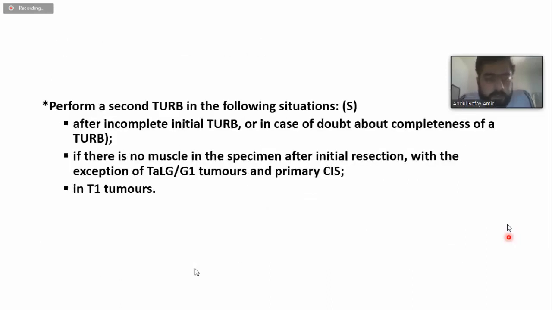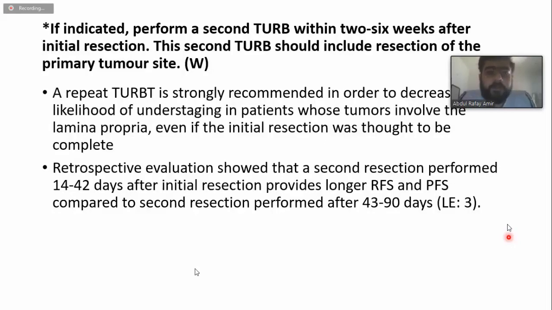Regarding this, the guideline is to perform a second TURBT in the following situations: after incomplete initial TURBT, in case of doubt about completeness of the TURBT, if there is no muscle in the specimen of the initial resection, with exemption of Ta low-grade papillary tumor or primary CIS, and in T1 tumors. If indicated, perform a second TURBT within 2 to 6 weeks after initial resection. The second TURBT should include resection of the primary tumor site as well. A repeat TURBT is strongly recommended in order to decrease the likelihood of understaging in patients whose tumor involves the lamina propria, even if the initial resection was complete.